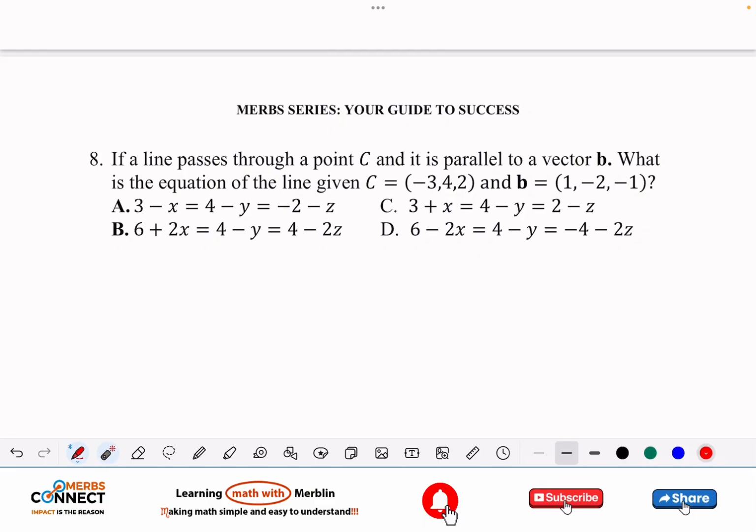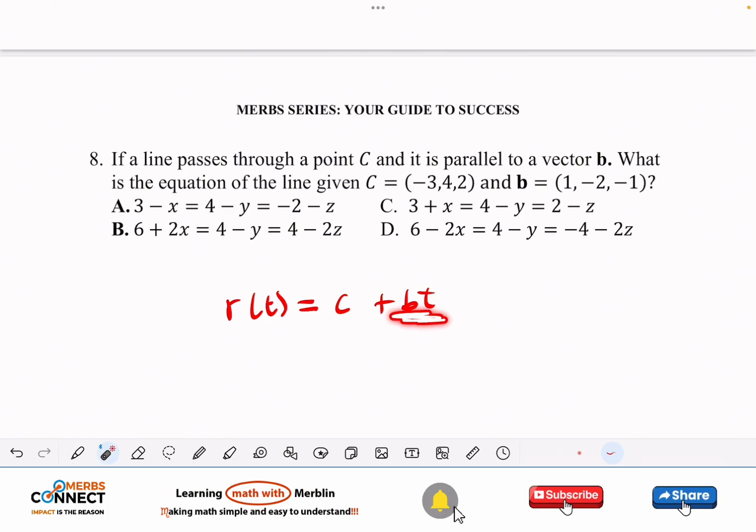Let's look at question 8. If a line is passing through C and is parallel to B, now we want to find the equation of the line. We have 2 points. So the equation of the line, we can write r of t is equal to c plus bt. How did I know that I need to multiply b by t? Because we are saying the line is parallel to b. So my point is the original point, and b is the one giving us the direction. This is the directional vector, so we need to multiply by t, right?